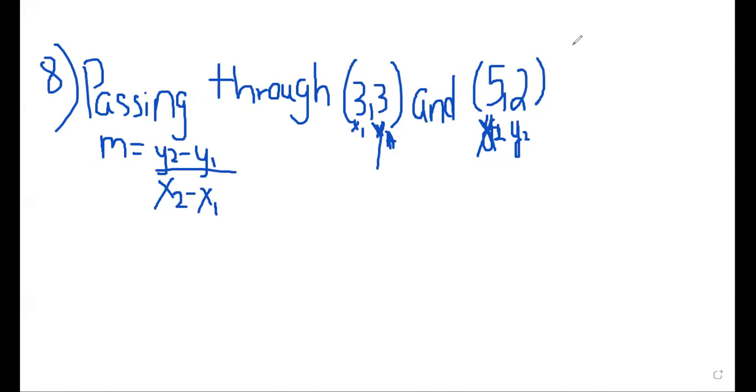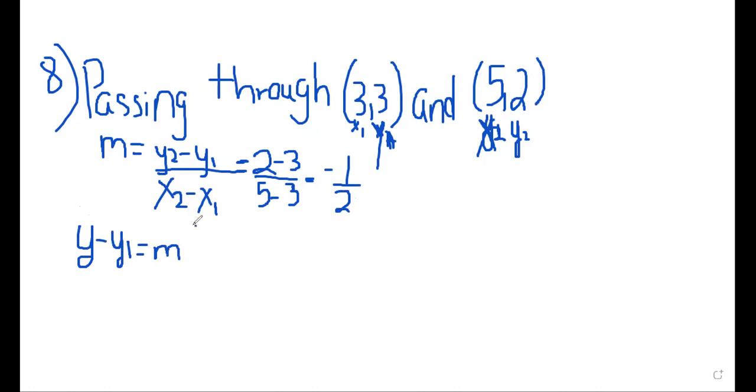Here we realize y2 is 2, so it will show 2 minus y1, which is 3, over x2, which is 5, minus x1, which is 3. Given 2 minus 3, the result is negative 1, and 5 minus 3 is 2. So we know our m is equal to negative 1/2. We will then apply the point-slope form. Let's set that up: y minus y1 equals m times (x minus x1).